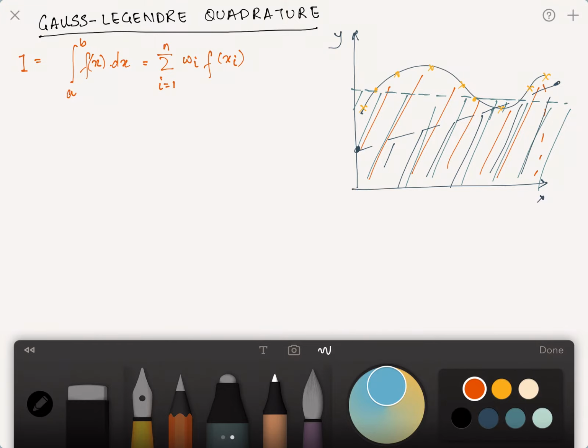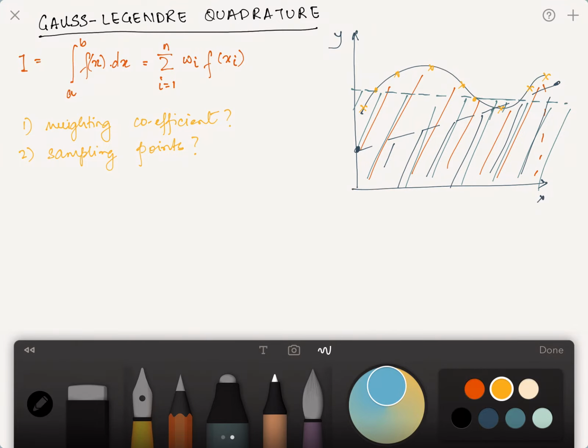Now there are a couple of questions that we need to ask ourselves. First of all, how do we decide this weighting coefficient wi? How do we get that? And the second one is, where do we evaluate the function? That means, what are the sampling points that we need to pick up? So what are these points i? So these are the different questions.